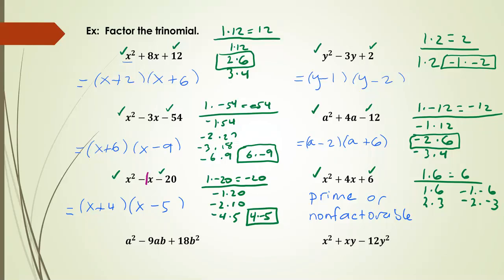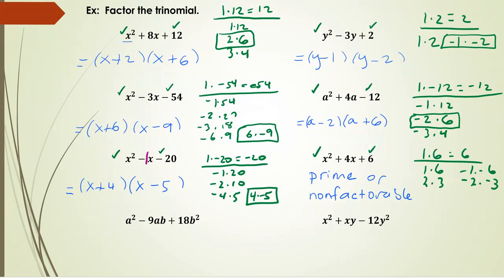In the next example, I have a squared minus 9ab plus 18b squared. Even though I see two variables in there, I notice my trinomial starts with a 1. So I'm going to say 1 times 18 is 18, and I'm looking for the pair that adds to -9. So 1 and 18, 2 and 9, 3 and 6. 3 plus 6 is 9. I'm almost there. Let's see if I change the signs. Yes. So that is going to multiply to 18 and add to -9.